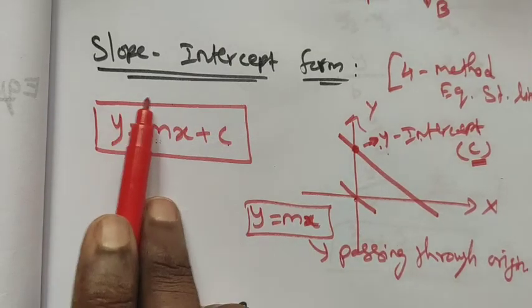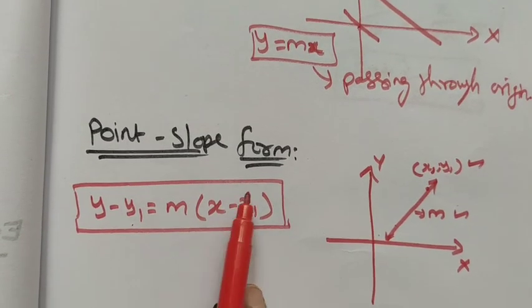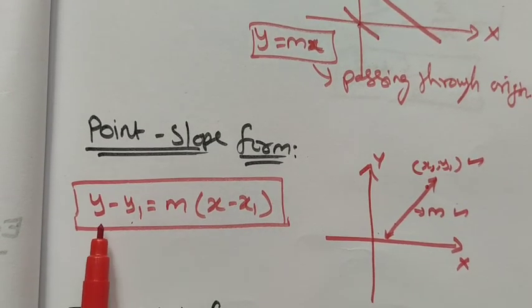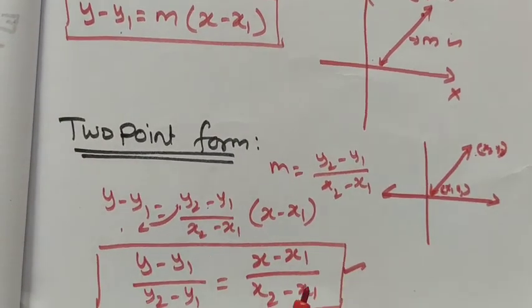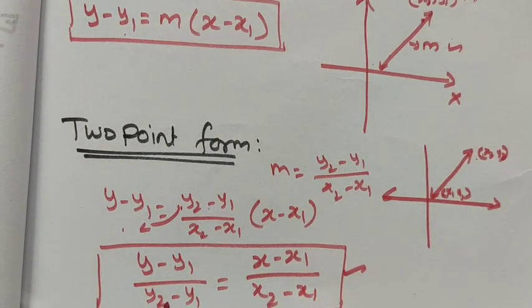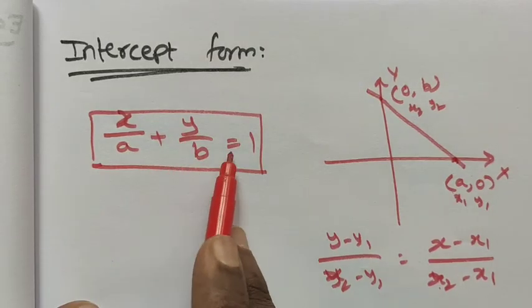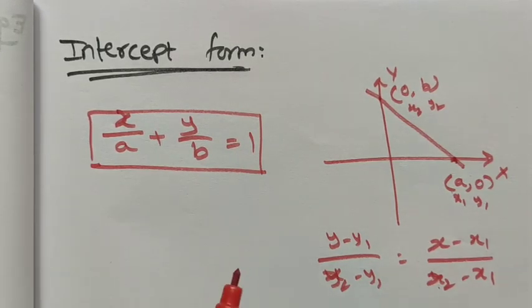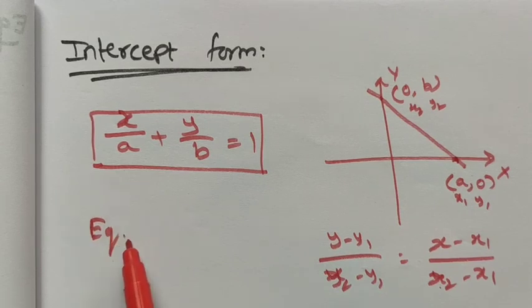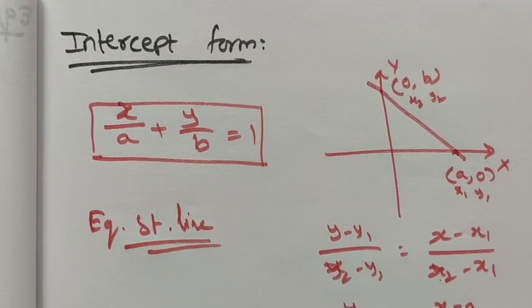The first method is slope intercept form: y is equal to mx plus c. Second one, point slope form: one point and slope is given, y minus y1 is equal to m into x minus x1. Then the 2 point form: y minus y1 divided by y2 minus y1 is equal to x minus x1 divided by x2 minus x1. Then last, intercept form: x by a plus y by b is equal to 1. By using these 4 methods only, we can find the equation of a straight line. Right? These are the 4 methods to find the equation of a straight line.